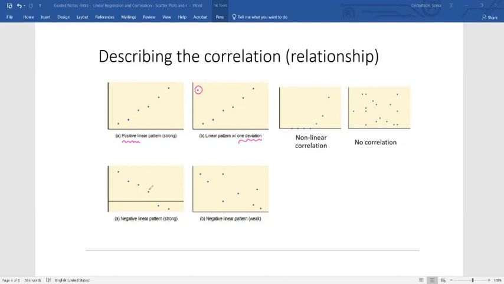If a pattern goes down from left to right and it's on a straight line, you will say, well, that's a strong but negative linear pattern. And if you see a situation where it seems that there is a line, but it's not quite a strong pattern, it goes down, but you can see that the dots are far away from where they should be, we're talking about a weak negative linear pattern.